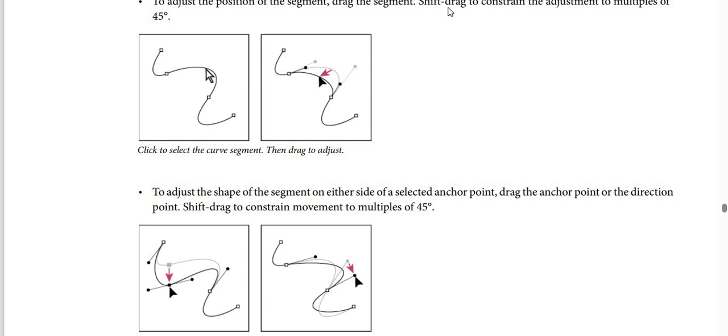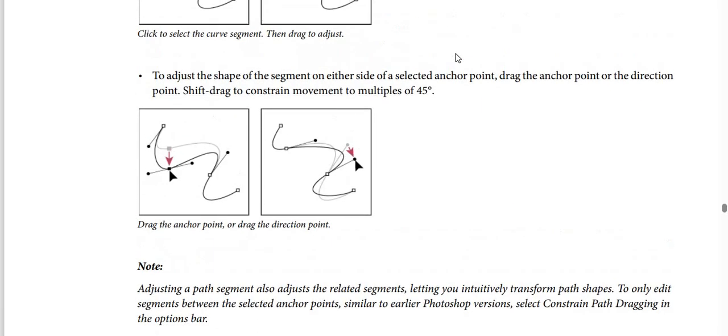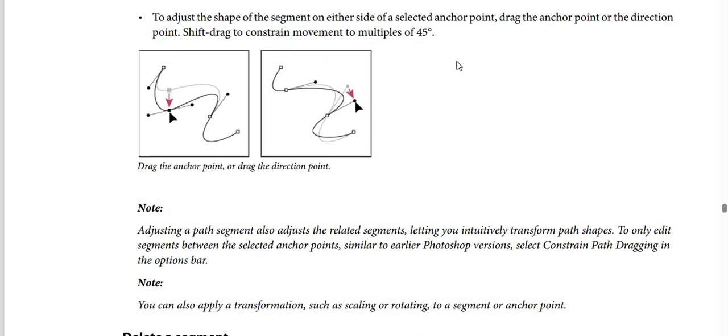We have an image here now. We have a screenshot now. The screenshot explains how to click to select the curved segment, then drag to adjust. To adjust the shape of the segment on either side of a selected anchor point, you should drag the anchor point or the direction point firstly, then shift drag to constrain movement to multiples of 45 degrees, like this screenshot now. Drag the anchor point or drag the direction point.